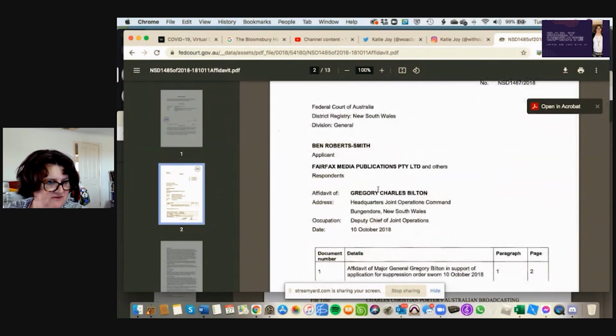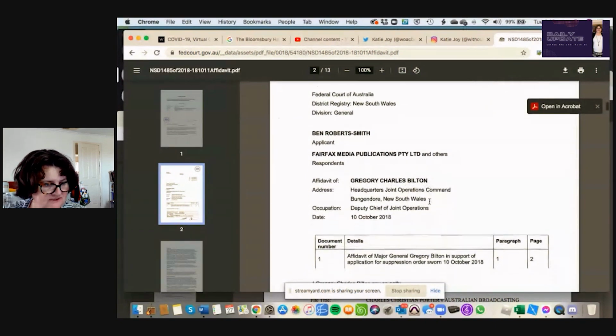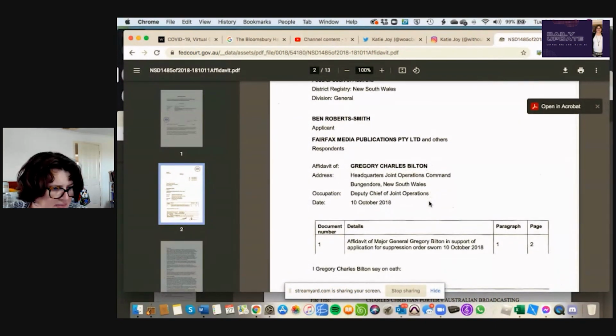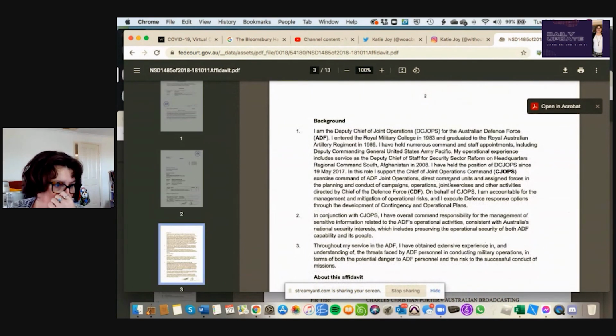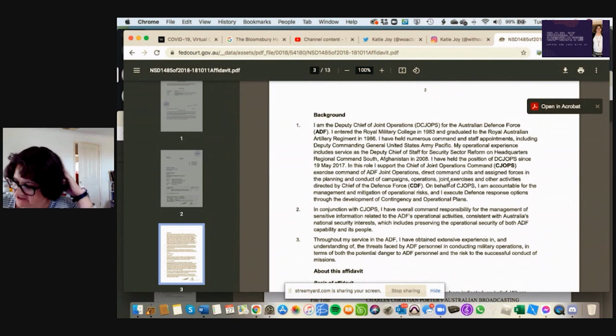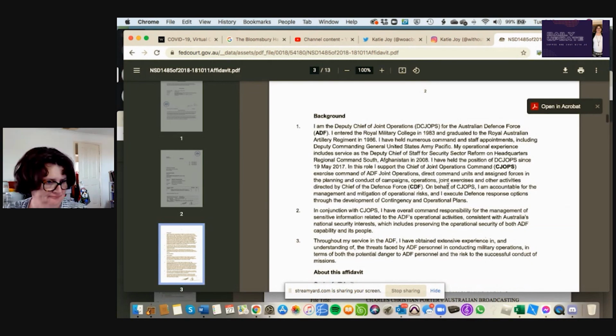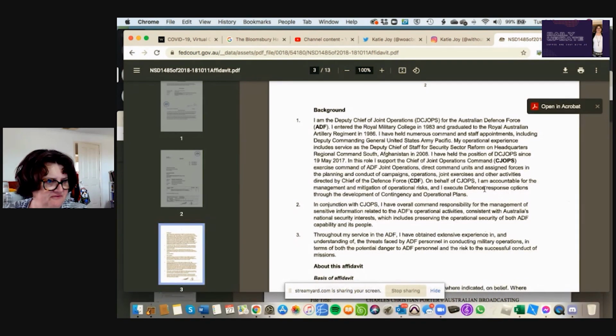This is an affidavit of Gregory Charles Bilden, Headquarters Joint Operations Command, Bungendore, New South Wales, Deputy Chief of Joint Operations. And without scrolling down, I'm going to assume that there's going to be lots of redacted stuff. Remember, everything that is redacted has been redacted by the court because it is personal or confidential in nature, which is only natural. I am the Deputy Chief of Joint Operations for the Australian Defence Force.